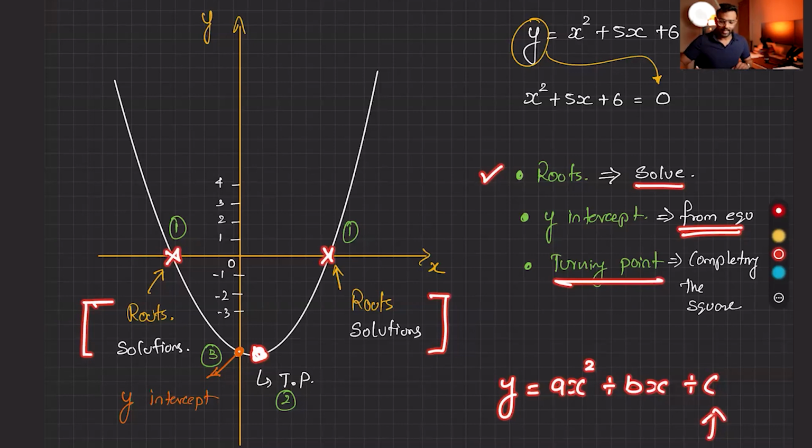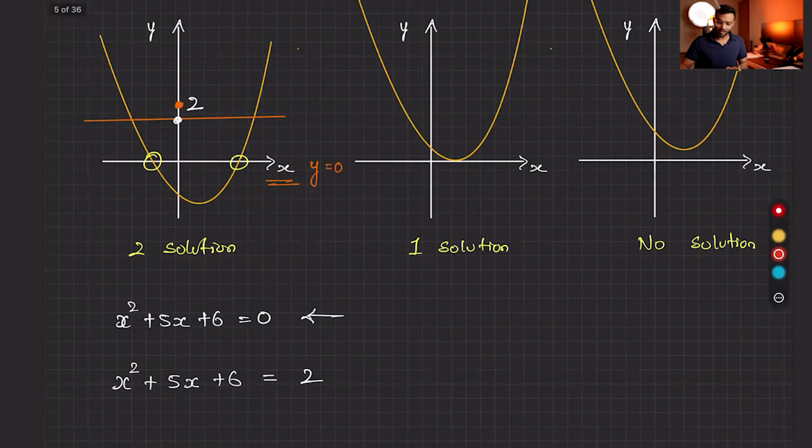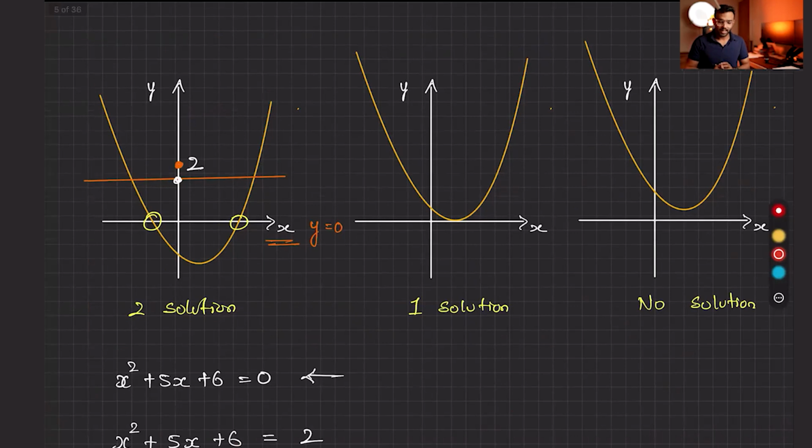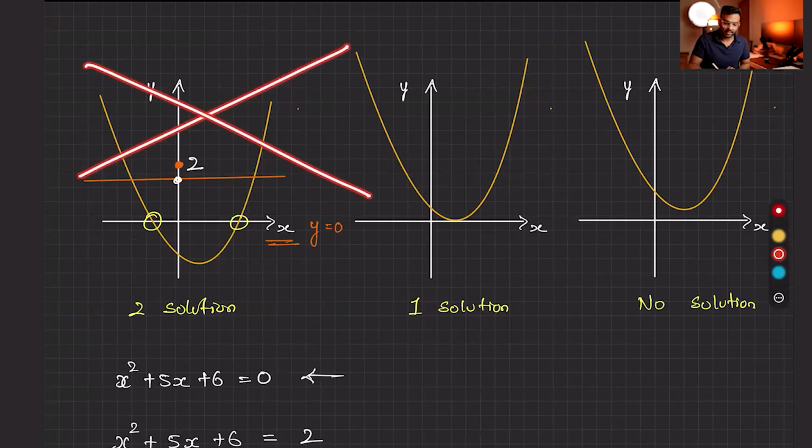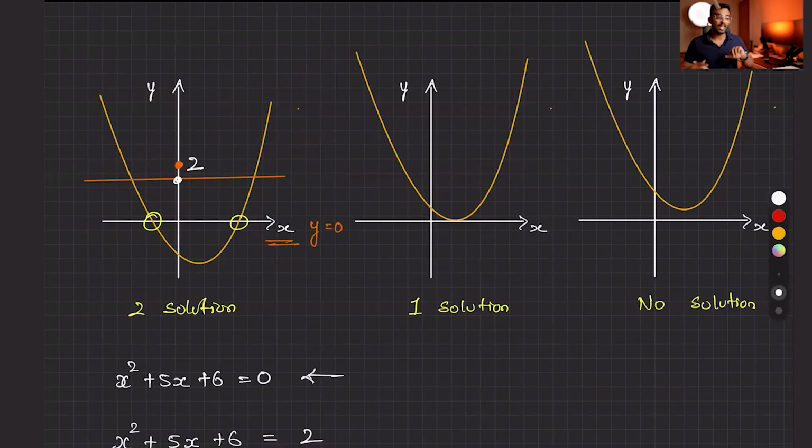Okay. Now, we also did something like this. A quadratic curve can have a maximum of two solutions. If you draw a line like that, a line like this, however you draw it, the line will only intersect two times. That's the max. So possible solutions: two.